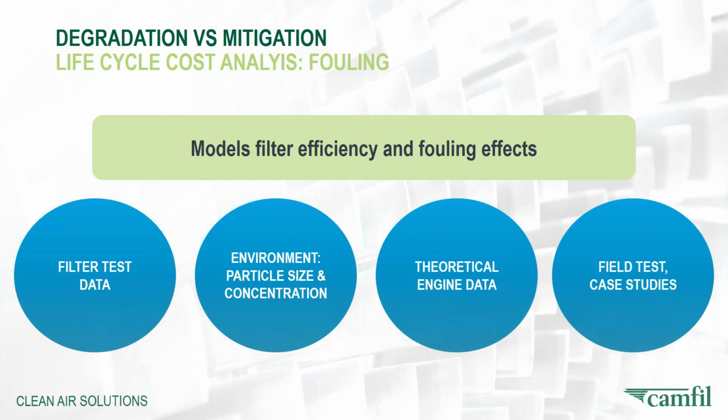And in order to model the fouling effects, we use filter test data. We use the environmental data that we mentioned already. We glean information from theoretical engine data. Different engine types will react differently as heat rates increase and things of that nature. And we try to pull that into our equations. And we support all of that with actual field testing and case studies that we've done in the past.